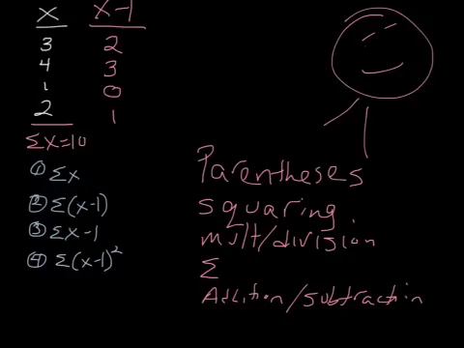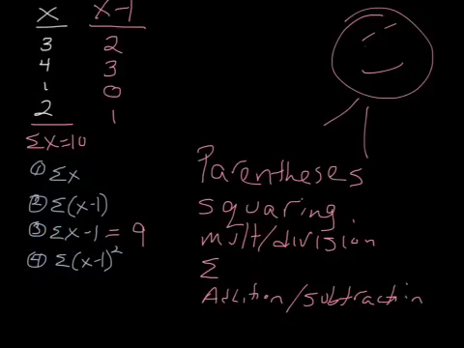That means we need to find the sum of scores. Well, luckily we've already done that. It's 10. And then we look to see if there's any addition or subtraction that has to be done. And of course there is. We are asked to find the sum of scores minus 1. And that is, of course, 10 minus 1, which is 9.